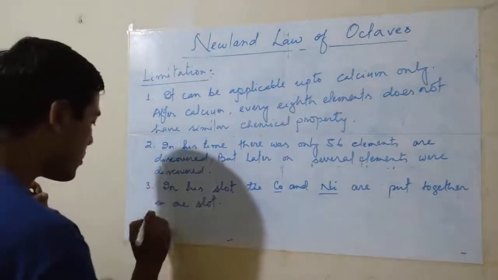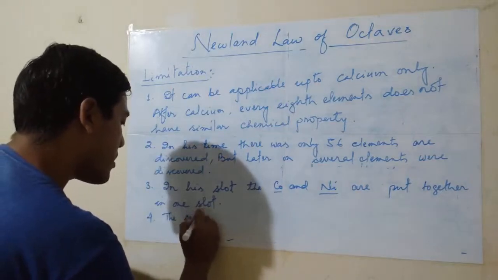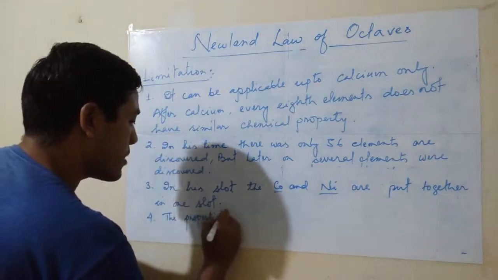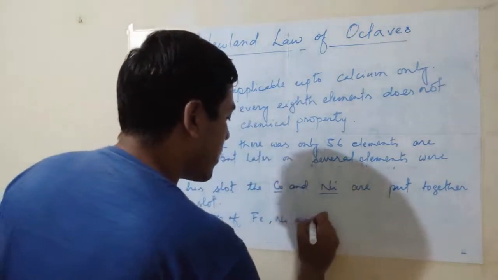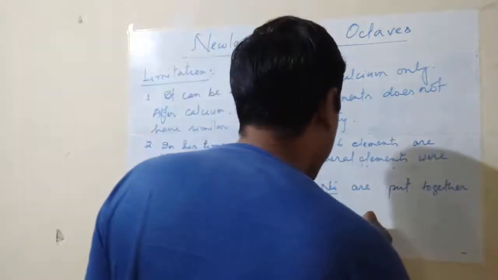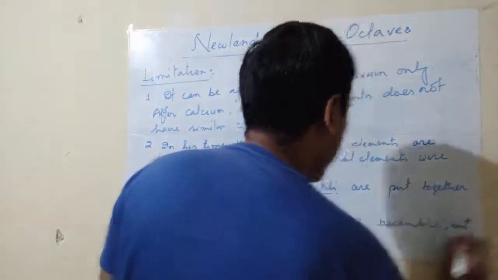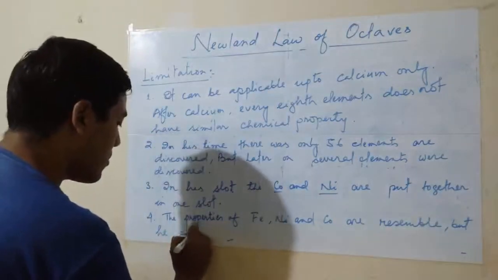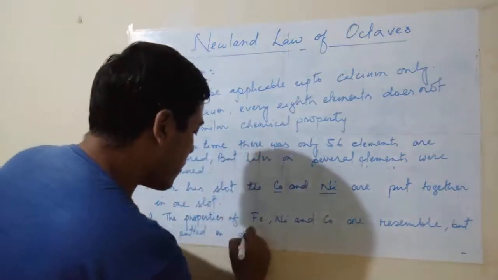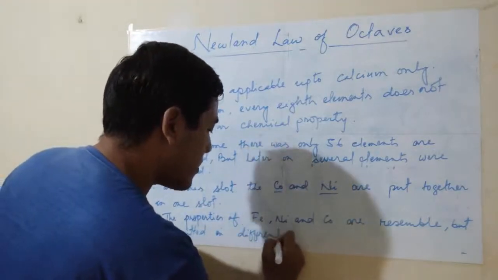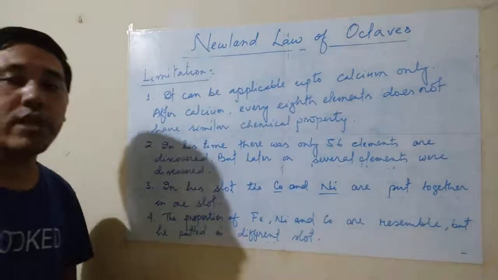Number 4: the properties of iron, nickel, and cobalt resemble each other, but he put them in a different slot. These are the 4 important limitations of Newland's law of octaves.